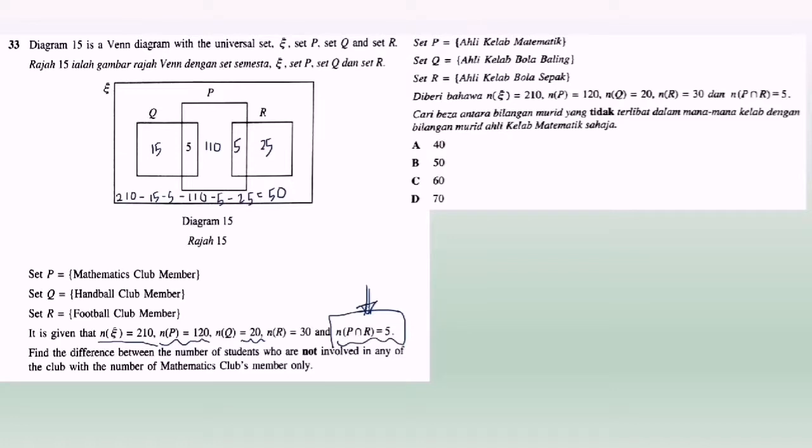Now we answer the question. Find the difference between the number of students who are not involved in any club with the number of mathematics club members only. Okay, so must remember here, mathematics club only. So it means this part only, not including here and not including here. Okay, so the difference is 110 minus 50, so equals 60. So the answer is C.